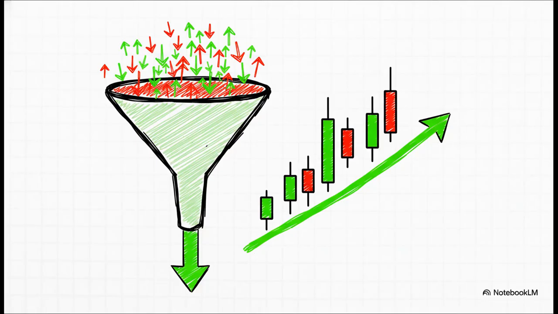First up, and this is probably its most powerful, use it as a trend filter. That's it. So before you even think about placing a trade, just glance at the Supertrend. Is the line green? Okay, that confirms the momentum is bullish. Is it red? All right, momentum is bearish. It's like a final sanity check to make sure you're swimming with the current, not fighting against it.